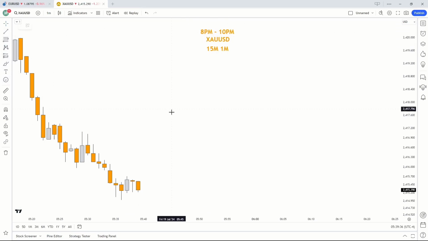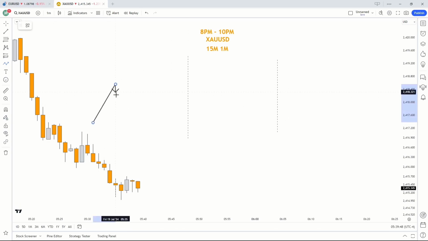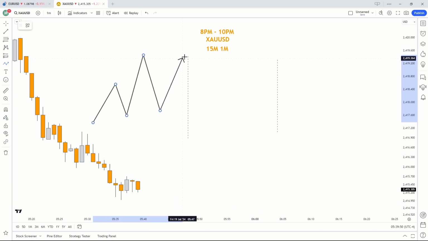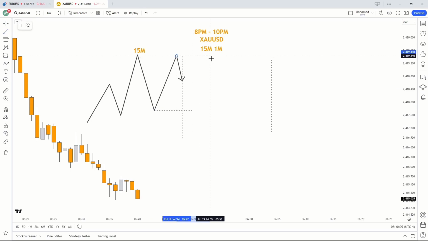So now pretend this is our 8 p.m., this is 10 p.m. for example, and we have market playing out. Now before our kill window, what we want to do as our step 1 is mark out the most recent high and the most recent low on the 15-minute time frame. This is all done on the 15-minute. Now this is simply just to mark out our liquidity to see which way liquidity will be swept, to the upside or to the downside.